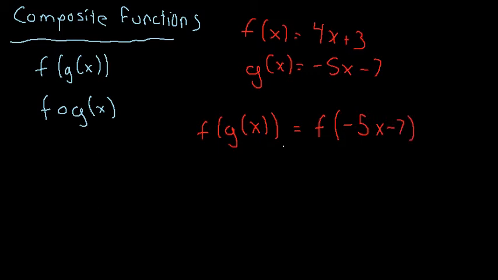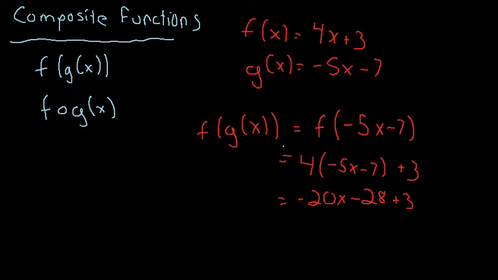So now I'm taking the f of negative 5x minus 7. Well, we can see that f tells us to take whatever's in here, multiply it by 4, and then add 3 to it. So that's what I'm going to do. I can then distribute the 4 and add the 3 on at the end. So combining like terms, this becomes negative 20x minus 25. So that's one type of example.